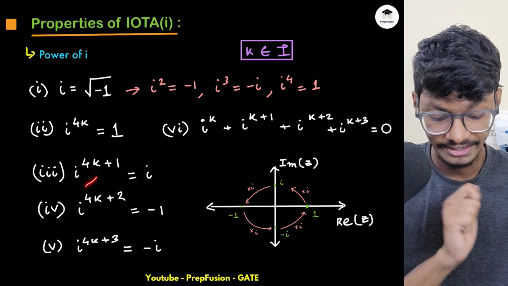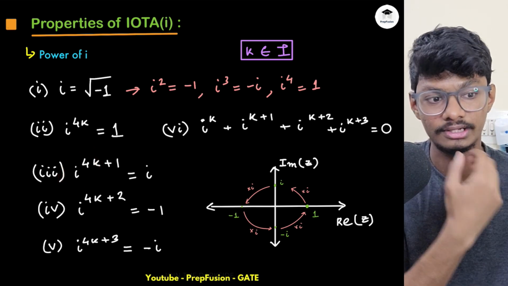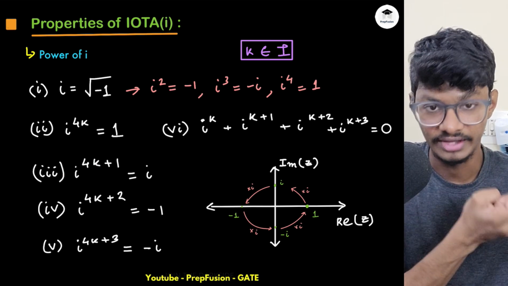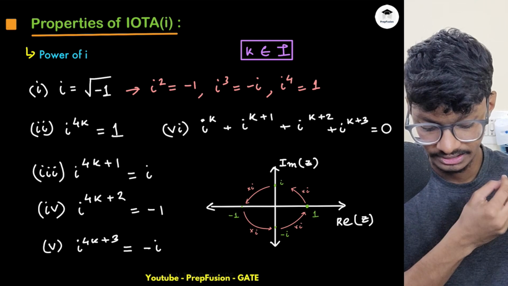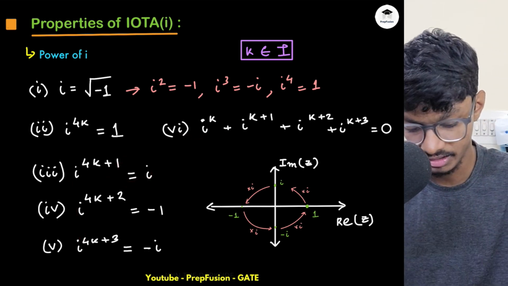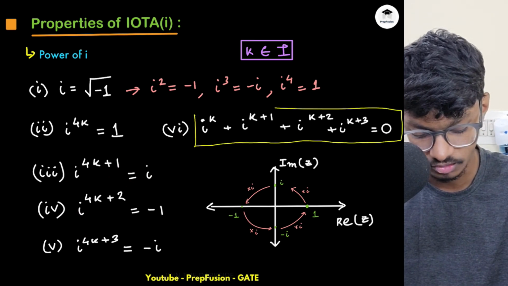Then if the power is of the form 4k plus 1, like i raised to power 1, i raised to power 5, i raised to power 9, then it will always be i, and so on. You can see the properties, and this is the most important property. You don't have to remember this, it will automatically get installed in your head.